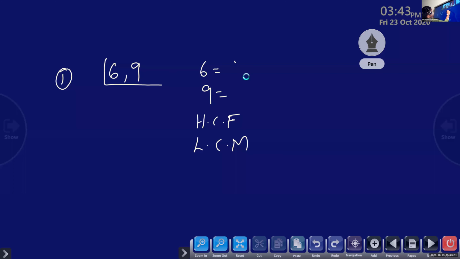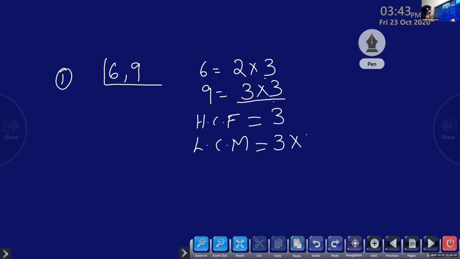We can write 6 as 2 into 3 and 9 as 3 into 3. So children, here 3 is common. So HCF is 3. But for LCM, here 3 is repeated 2 times, 3 into 3, and 2 is repeated 1 time. So 3 into 3, 9 into 2, the answer is 18. So your answer is correct, 18. And here HCF is 3.